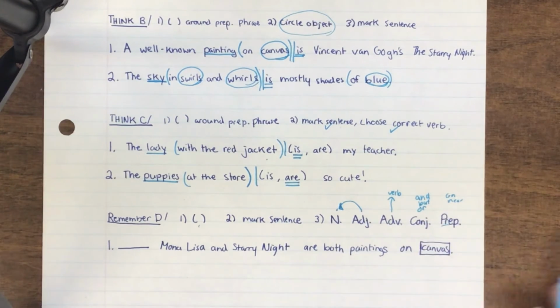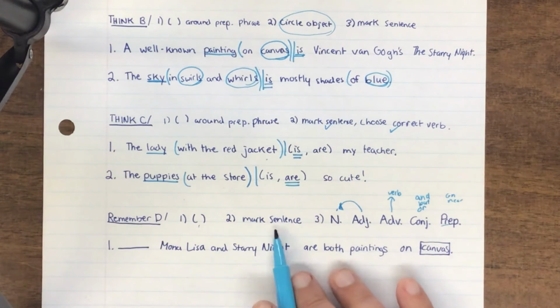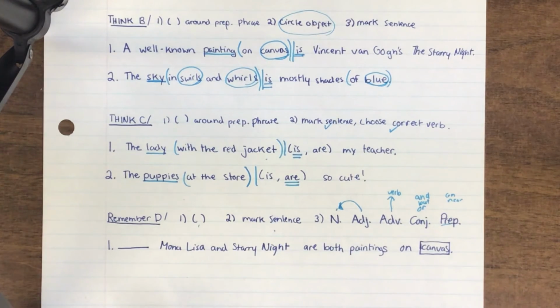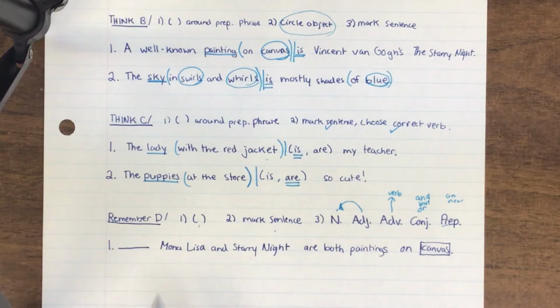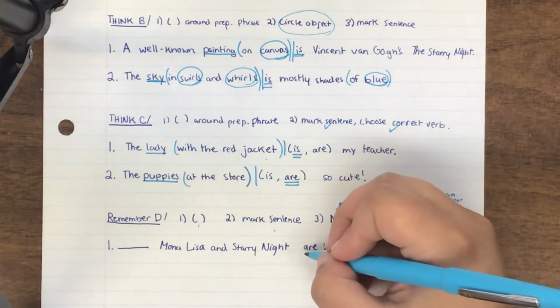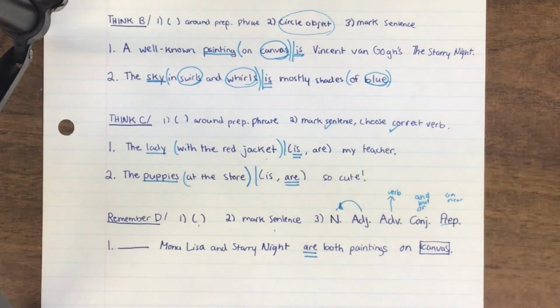So that's what we're going to do. We're going to read our sentence, we're going to mark it, we're going to bracket the preposition, and then we're going to decide what the word is. So here we go. Mona Lisa and Starry Night are both paintings on canvas. First thing I'm going to do is find that verb. Are is my being verb this time.